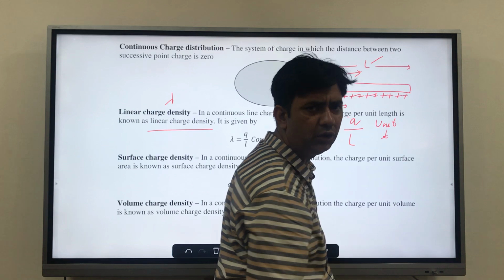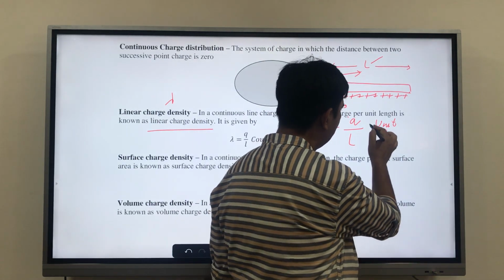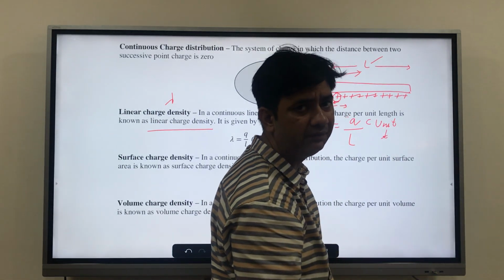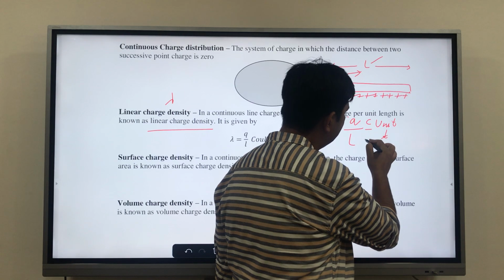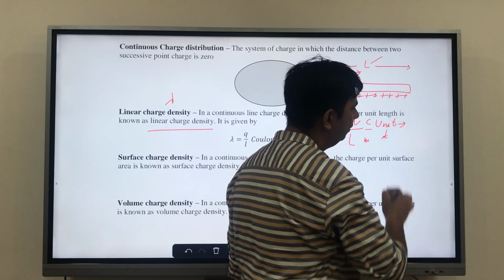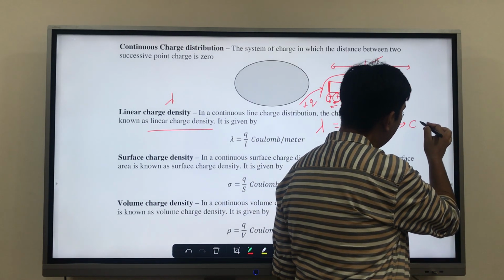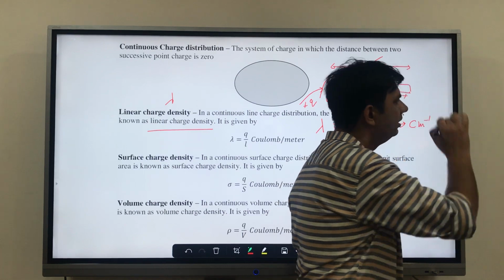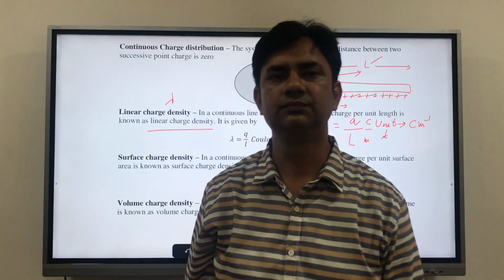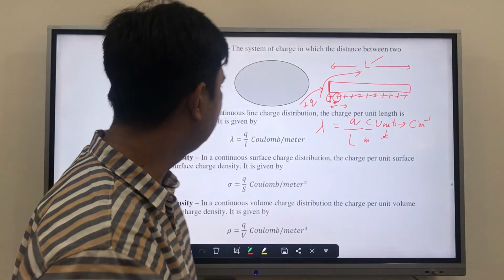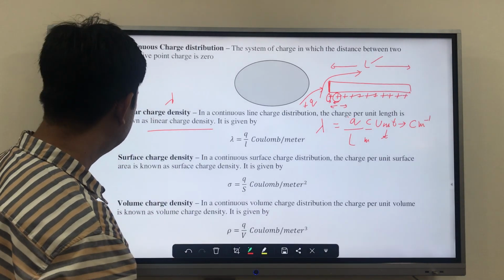What is the unit of Q? It is coulomb. And what is the unit of length? It's meter. So the unit will be nothing but coulomb per meter. So this is my linear charge density.